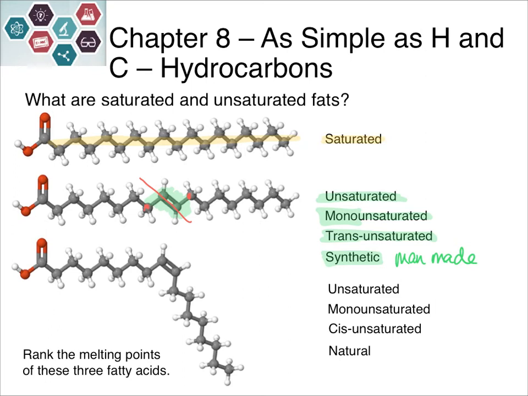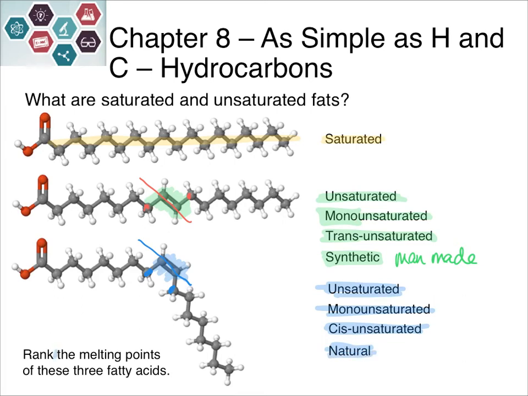The last example here, we have another double bond. If we check orientation here, the carbons are on the same side, so it is cis. So it's a double bond, we can call it unsaturated again. It's still monounsaturated because there's only one double bond. Now it's cis, and anytime it's a cis double bond, those are from natural sources.